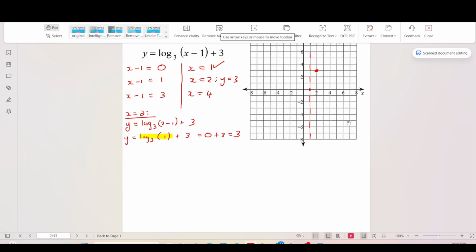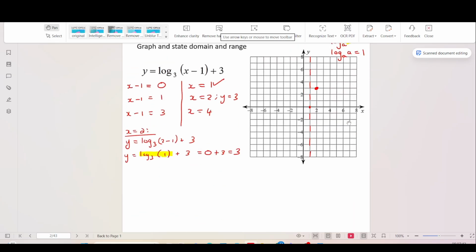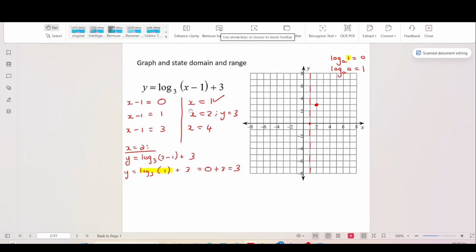So for log functions, the asymptote is what is inside the parenthesis with the log. Like here, the asymptote is x equals 1. You have to flip the sign. If it is negative 1, the asymptote is positive 1. So x equals positive 1.